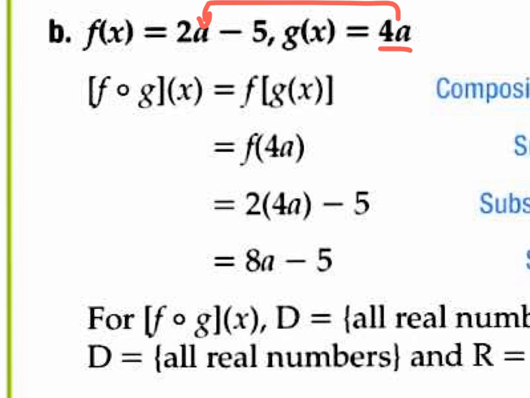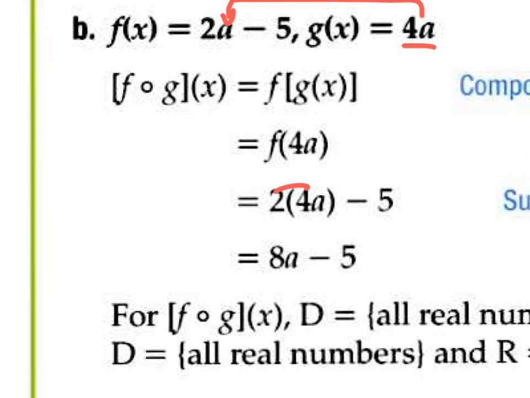Which means that my final answer is 8a minus 5. I shouldn't have circled it, sorry. But yeah, there's your final answer, 8a minus 5. So it's really that simple, where you just take one function and plug it into the other.